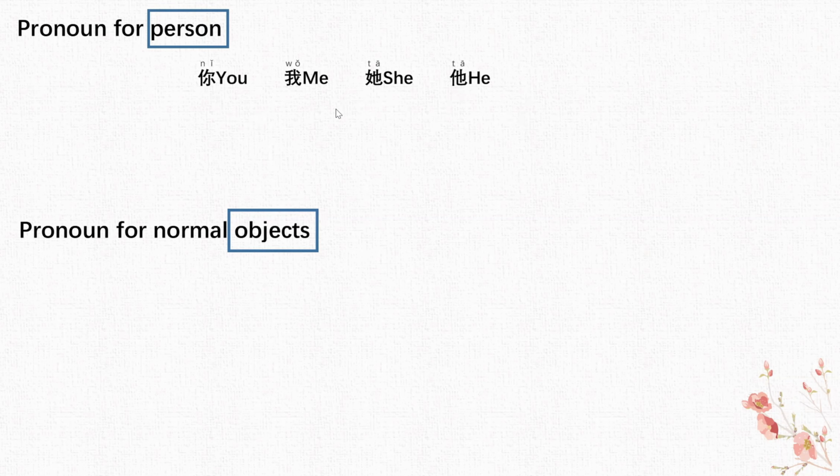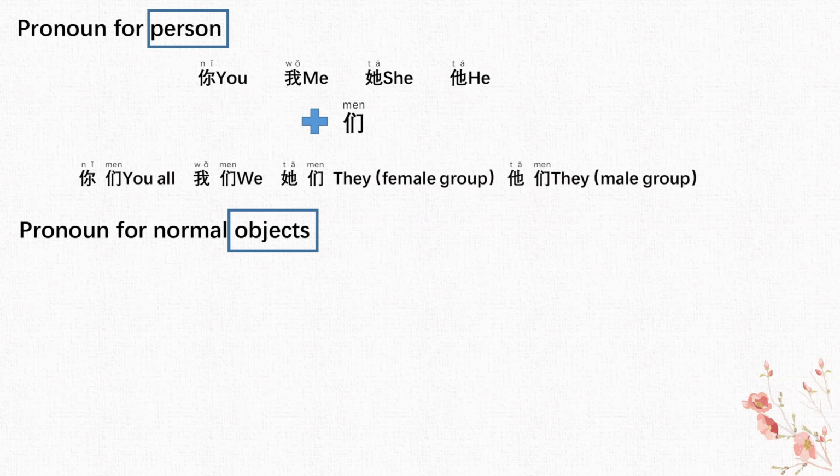When you want to make those singular personal pronouns plural, what will we do? We will use this character, right? 们. We will use those things plus this character. So then we have 你们, right? 你 plus 们, 你们 means you all, you guys. 我们 means we. 他们 means they, a female group. And this one, 他们 means they, a male group.